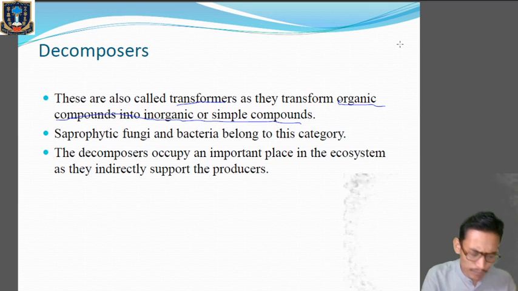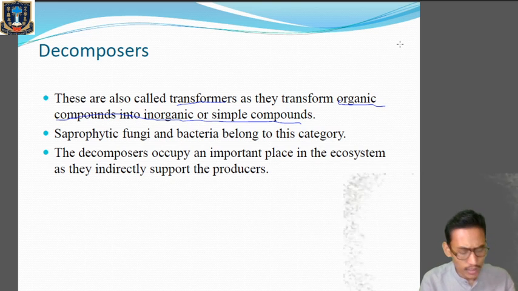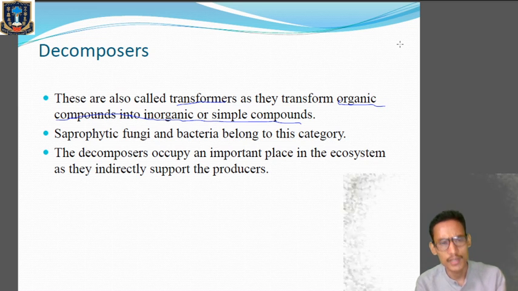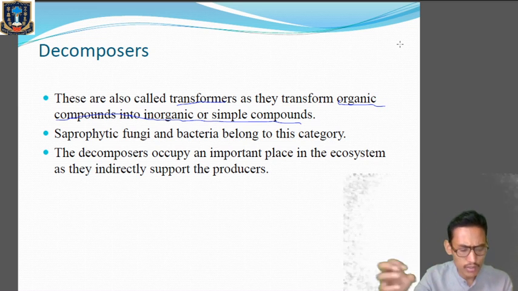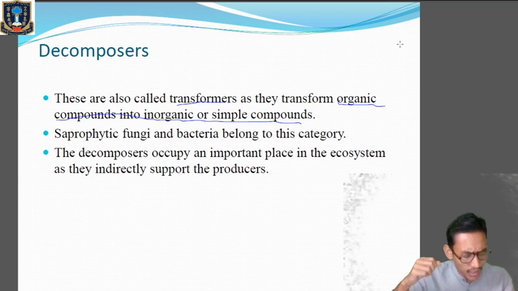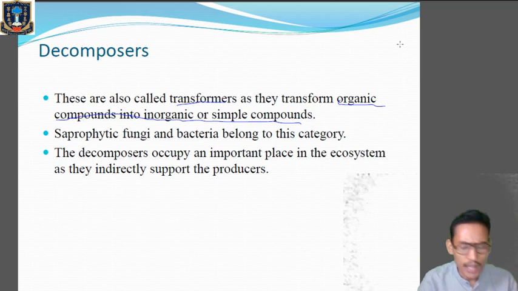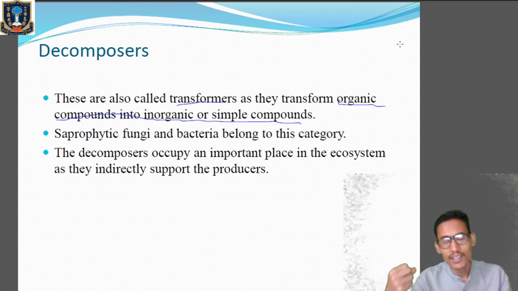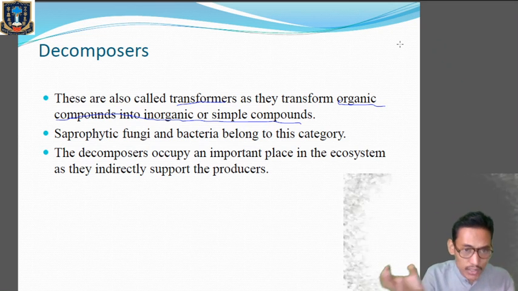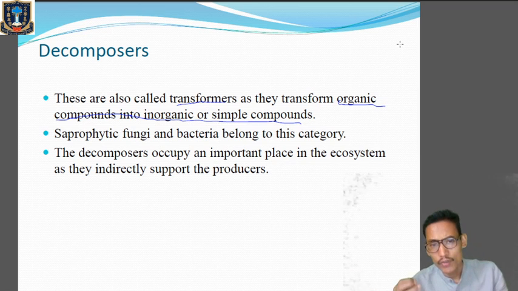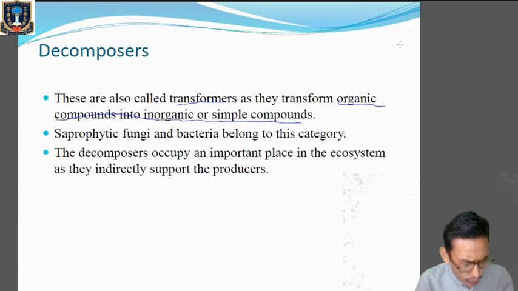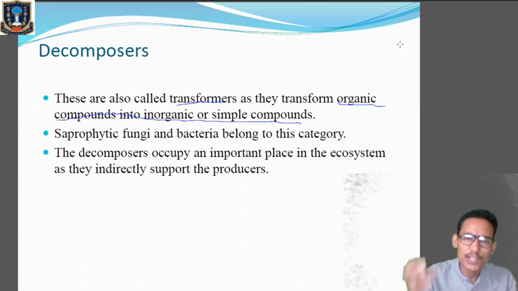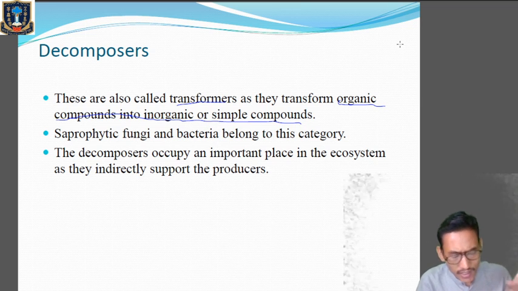Okay, so examples, saprophytic fungi and bacteria belong to the decomposers. Saprophytic means which will mainly feed upon the dead remains. All right, they will take out the fluid from the dead remains of plants and animals. They will act upon the dead bodies of plants and animals and decompose them to their elemental stages, and this in turn again can be used by the producers, by the plants, for their existence and to perform the process of photosynthesis. So that's why the decomposers play an important role in the ecosystem, as they indirectly support the producers.